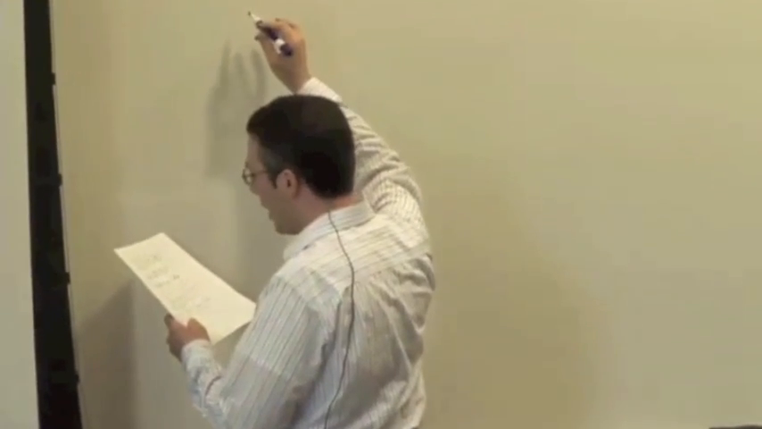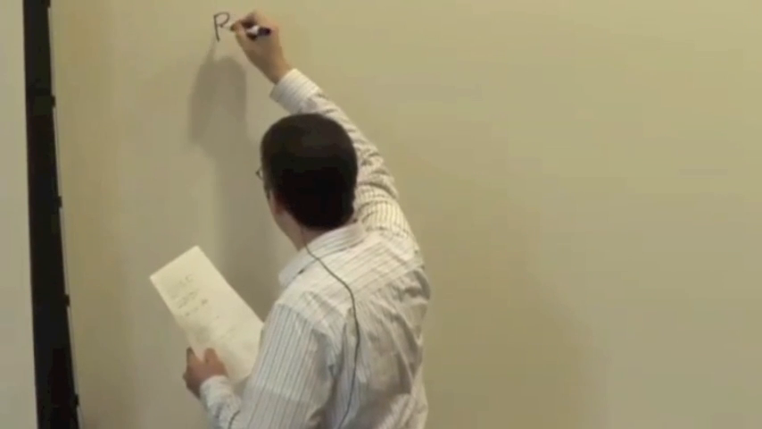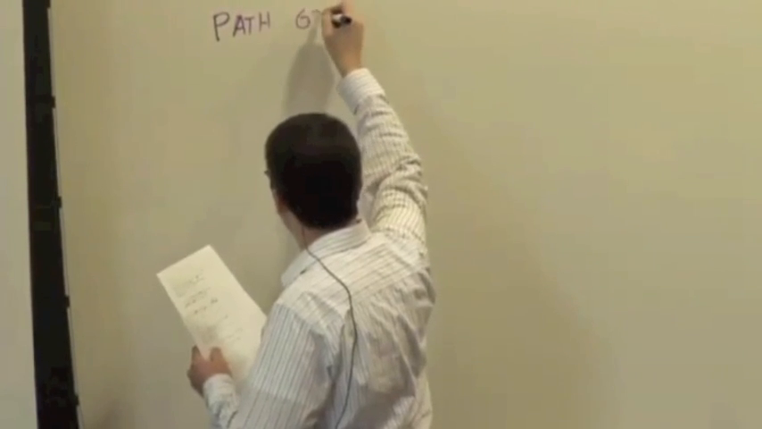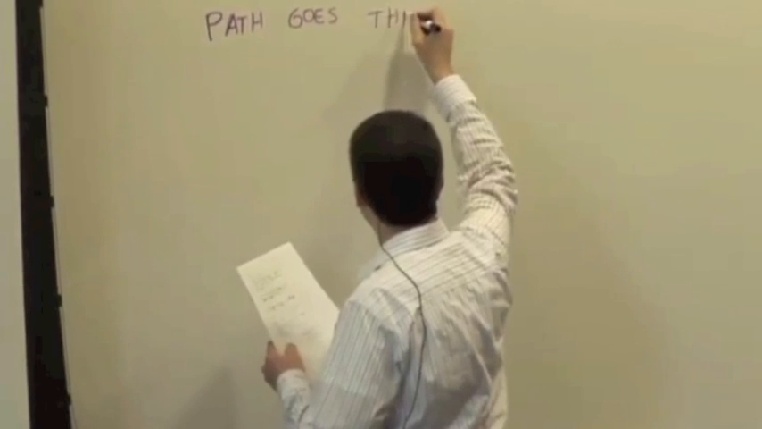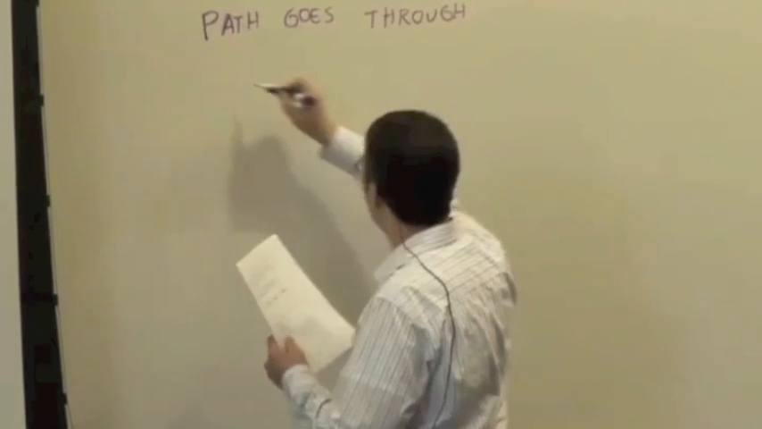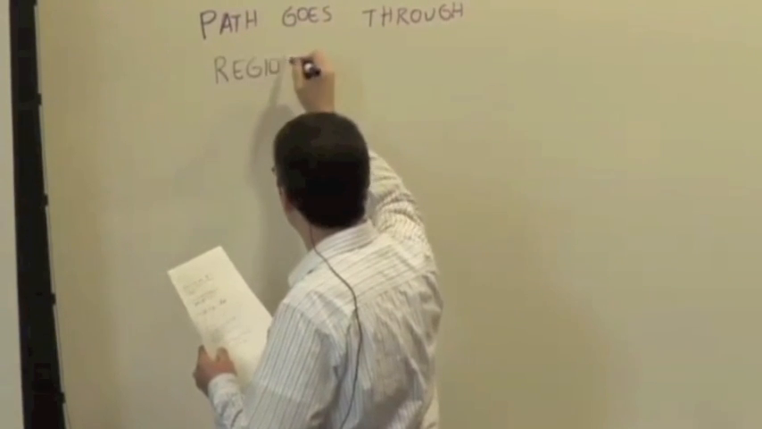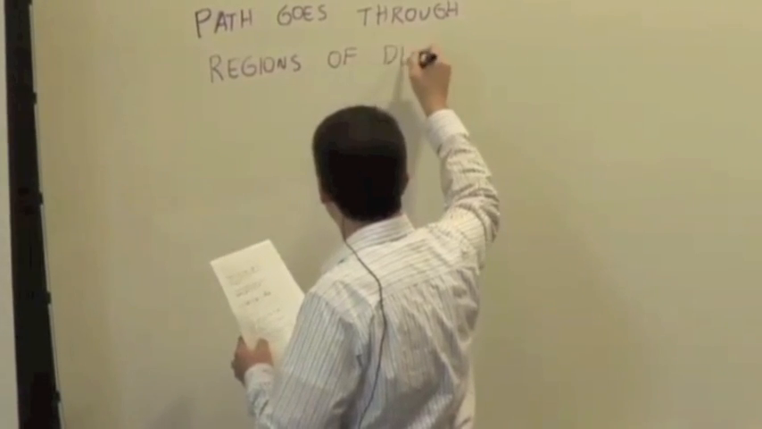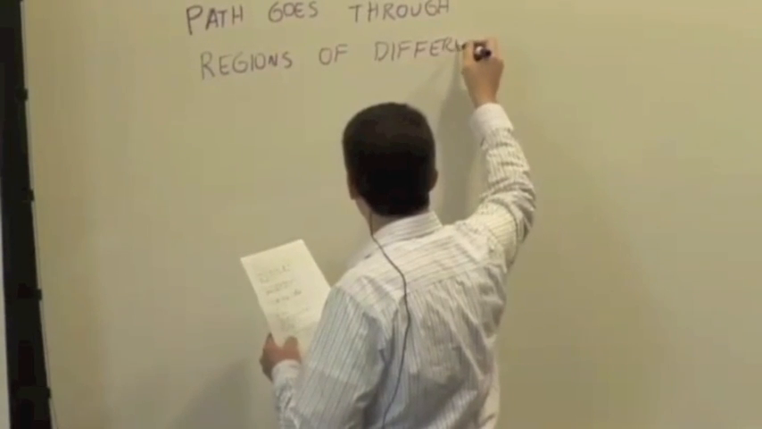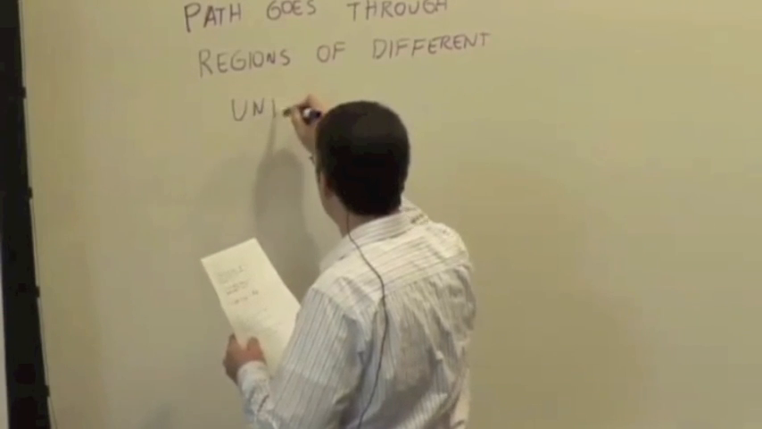And what we want to now talk about is what happens if the electric field is not uniform, if the field is actually changing along different parts of the path. And we'll look at a couple different cases. The first is the simplest case, where we say the path goes through different regions, or goes through regions of different uniform electric fields. Okay.